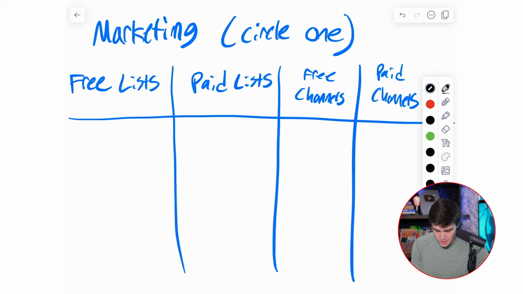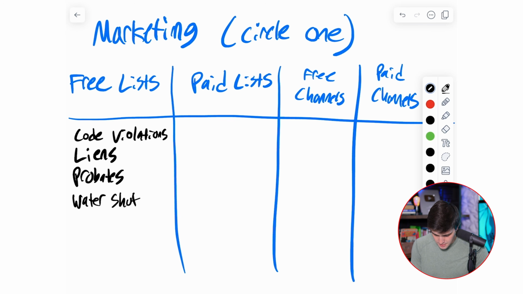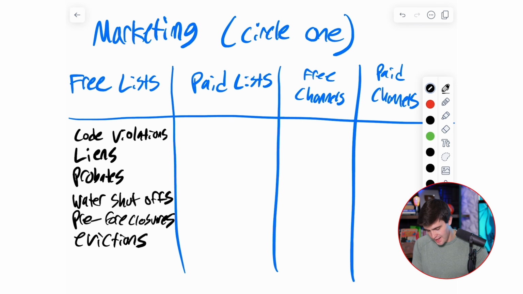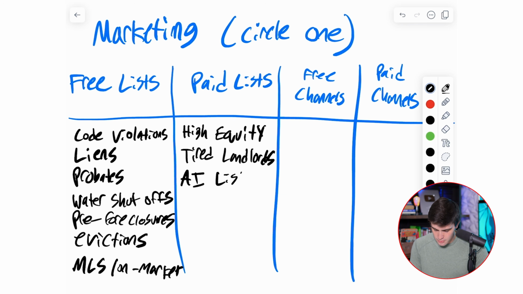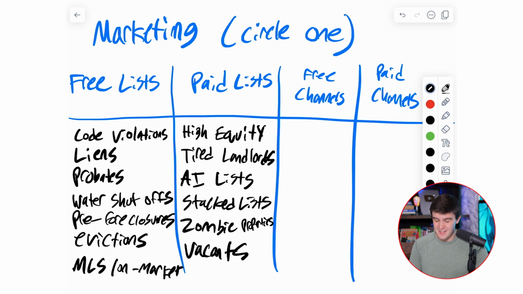So some free ways to get lists are code violations, liens, probates, water shutoffs, people not paying their water bill, heck, even a pre-foreclosure list, the evictions list, and technically you can do like MLS or on-market properties. And there's many more, but this is just for this example. Then there's paid lists, right? These are basically lists you can pay for, like high equities, people that don't owe a lot on their property, tired landlords, AI lists where AI will do a lot of the stacking for you. There's also stacked lists, lists that show up more than once. Zombie properties, which are basically pre-foreclosures that are vacant properties, properties where the United States Postal Service doesn't send any mail because no one's showing up to the mailbox.